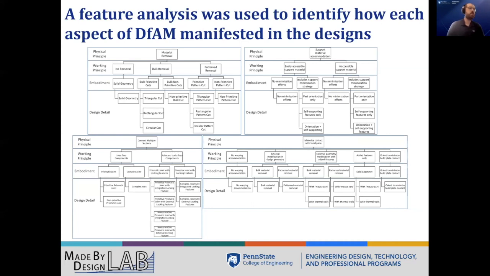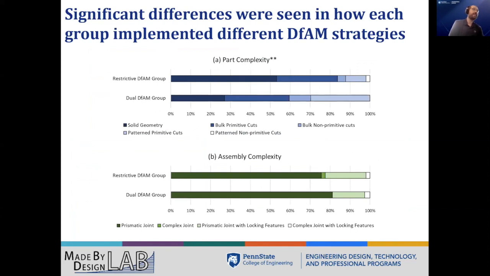So we went another step further and did feature analysis on 4 different aspects of design for additive: how they removed material, how they accommodated support material, how they connected different sections, and how they tried to minimize contact with the build platform. And we found, again, significant differences in how each group implemented these different design for additive manufacturing strategies. For example, for part complexity, we saw a lot more instances of just solid geometry for the restrictive group, whereas we started to see more bulk primitive cuts being implemented for the dual group.